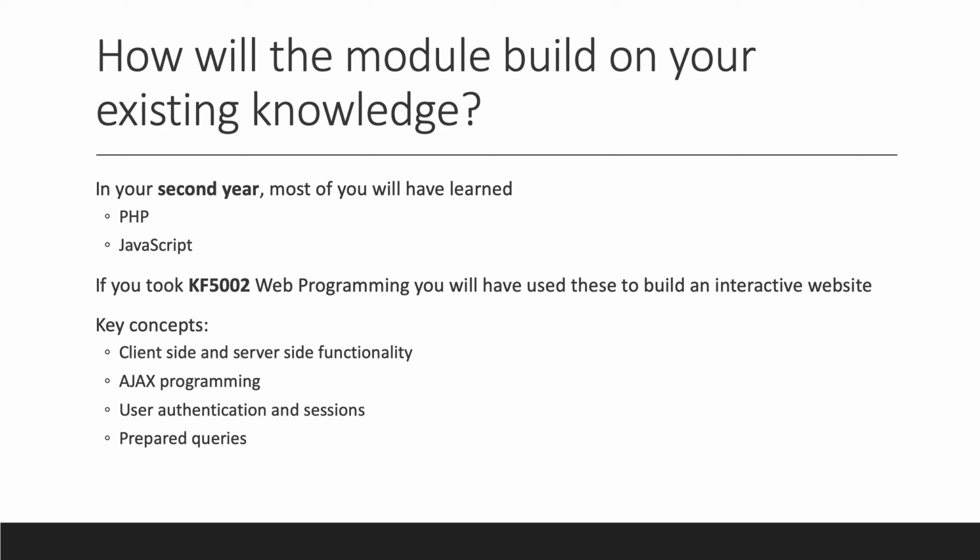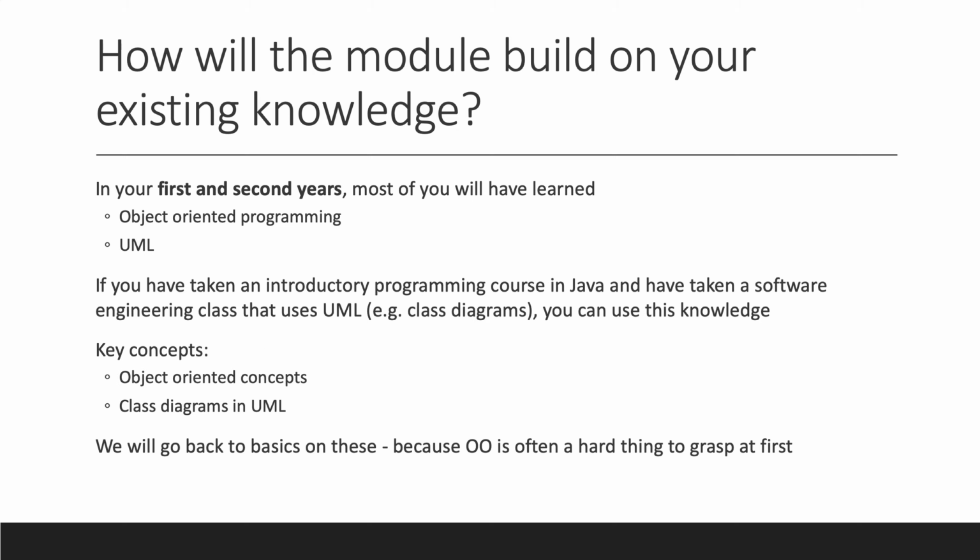We'll be building upon those technologies, but also the concepts that you've built up in those previous courses. In your first and second years, you would have also done things like object-oriented programming, perhaps using Java. You would have also used UML, and while there'll be no actual UML on this course, it ties in very much with object-oriented philosophies and ideas in software engineering and software architecture.